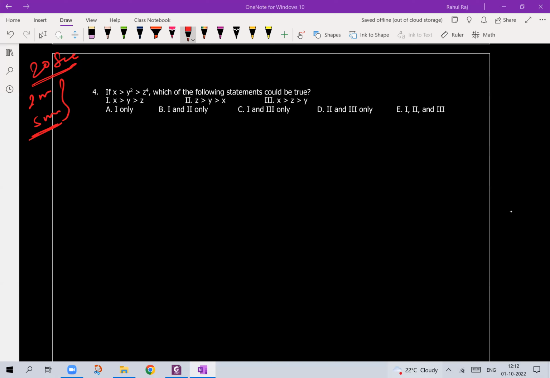So see here. Now this is a 20-second question, I'm telling you. 20 seconds. It says x is greater than y square. I've told you if x is greater than y square, what I've told you? x could be greater than y possible, x could be less than y possible, right? Because if x is greater than y square, we can't predict about x and y, right? Absolutely.